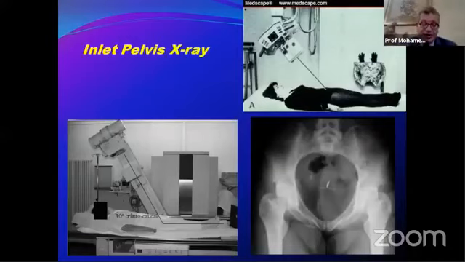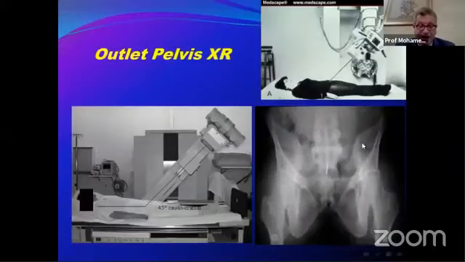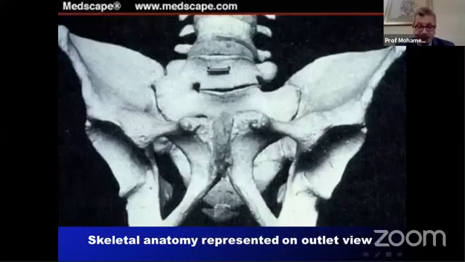The inlet and outlet X-rays. For inlet views, I direct the beam from cephalad about 45 to 60 degrees, and this is what I can see in it. This is the inlet view, and this is the outlet, directing the beam at 45 to 60 degrees, and this is what I can see, and it's mainly used for diagnosis of any symphysial disruption. This is the outlet view.